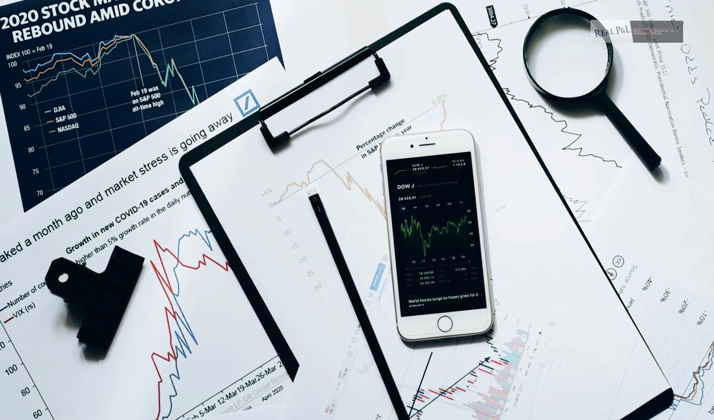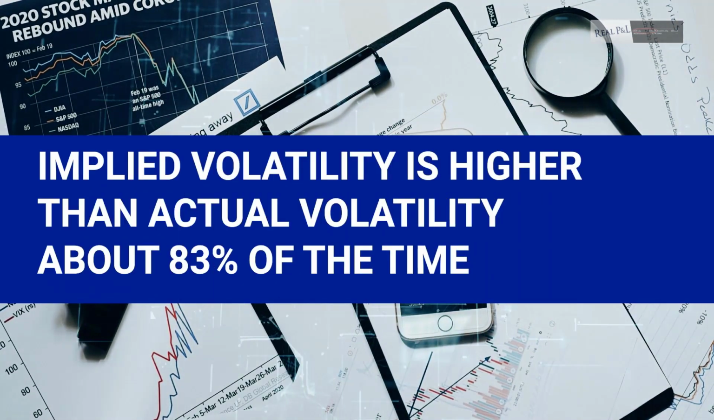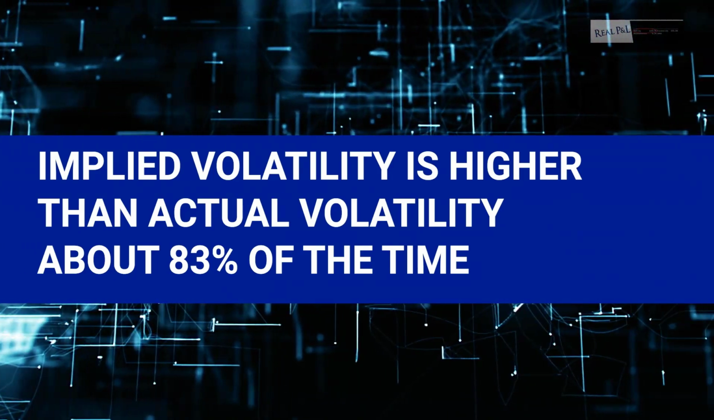As I've stated before, the edge in selling option premium is because implied volatility is higher than actual volatility about 83% of the time.